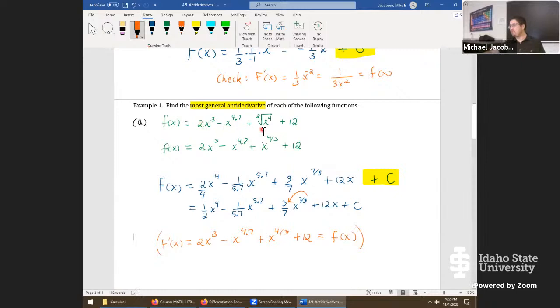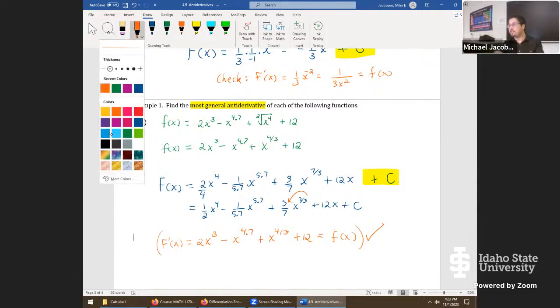Then double check with the original function f of x. 2x cubed minus x 4.7. And I don't have that specific form, but we know it simplifies to x 4/3, so we're okay there. Plus 12. That says we've got the right answer. And that's our first antiderivative down. Any questions at all, folks, on that one there? Okay, I won't show the check on every single problem, but definitely on the weird ones, we'll try to emphasize it on these notes as we go through the problems. So that was our first one to try out.